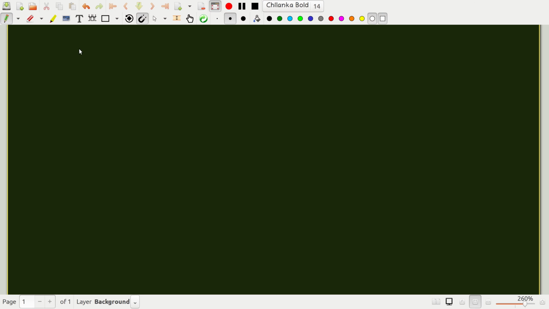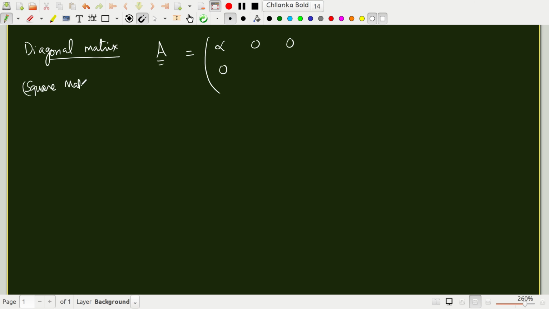Now, one of the simplest possible matrices that you can think of is called a diagonal matrix. A diagonal matrix has entries only along the diagonal. I'm giving a 3 by 3 example. These are square matrices, and we are restricting ourselves to square matrices in this discussion. Square matrices are the ones in which the number of rows and number of columns are the same. They are of the order n by n.